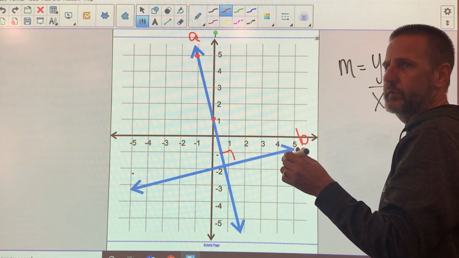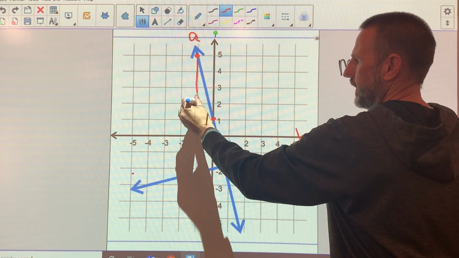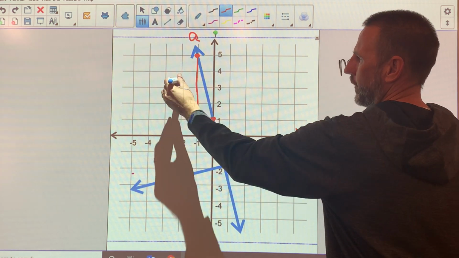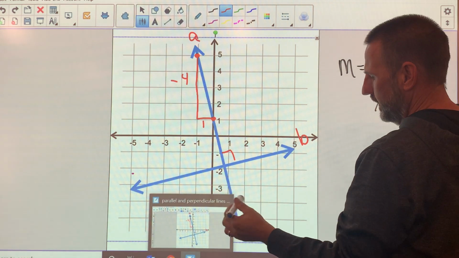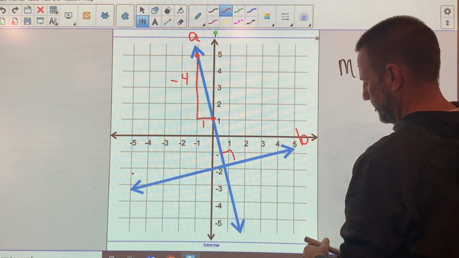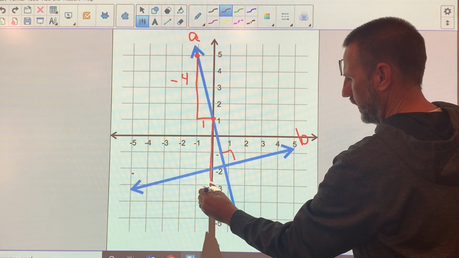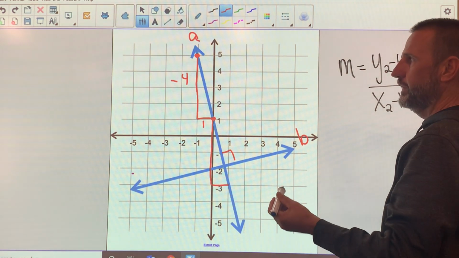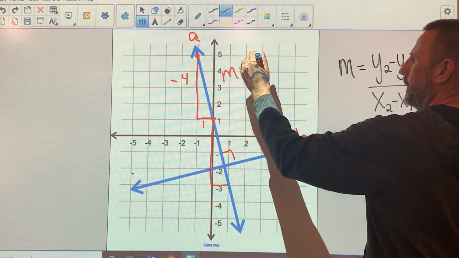So when I figure out my slope, if I notice from here to here, I have a slope of -4, and it's because I'm going down, and 1. All right, well, if I count that again, just to make sure, down 1, 2, 3, 4 over 1. Yep, my slope is definitely -4 over 1.